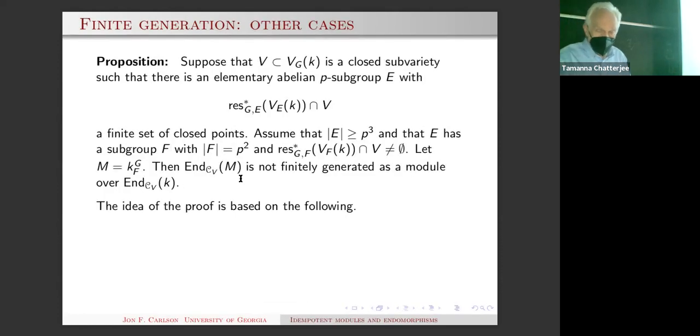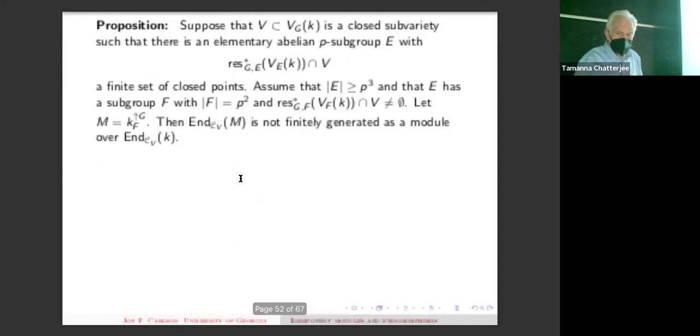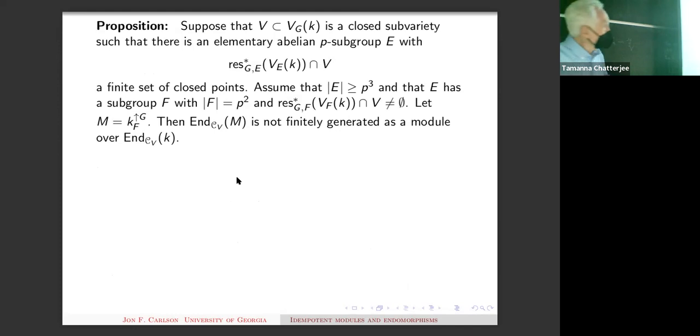And the idea of the proof is really based on the fact that if G is an elementary abelian P group of rank at least 3, take a finite set of closed points, F a proper subgroup, then any element of the ideal is basically that if you've got elementary abelian groups, then when you do restriction of negative cohomology in the elementary abelian groups, the restrictions all vanish. Okay, so it basically comes down to this.